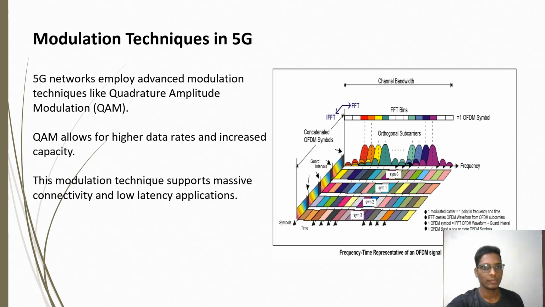Modulation techniques in fifth generation. Fifth generation networks employ advanced modulation techniques like quadrature amplitude modulation, that is QAM. QAM allows for higher data rates and increased capacity. This modulation technique supports massive connectivity and low latency applications.